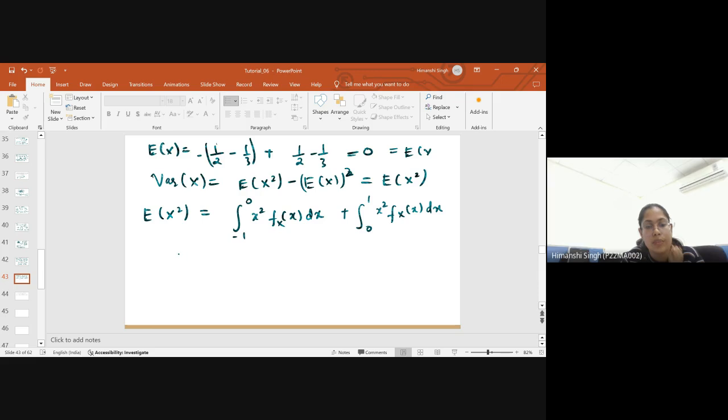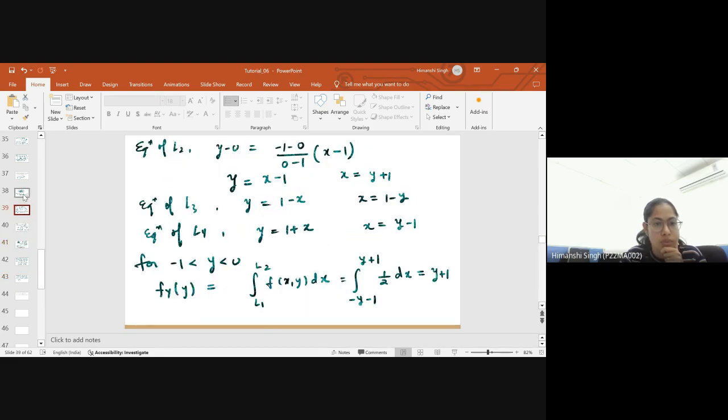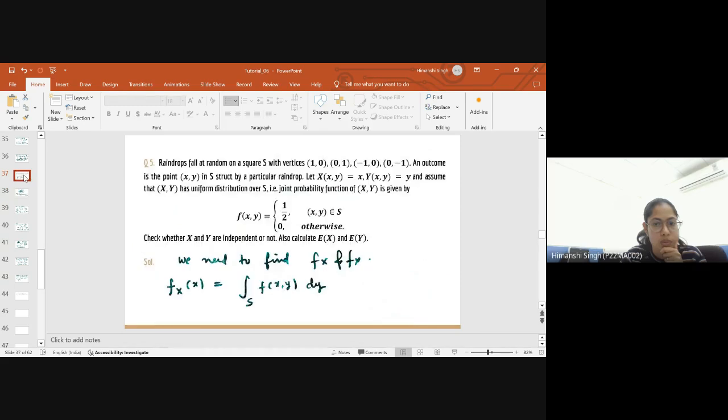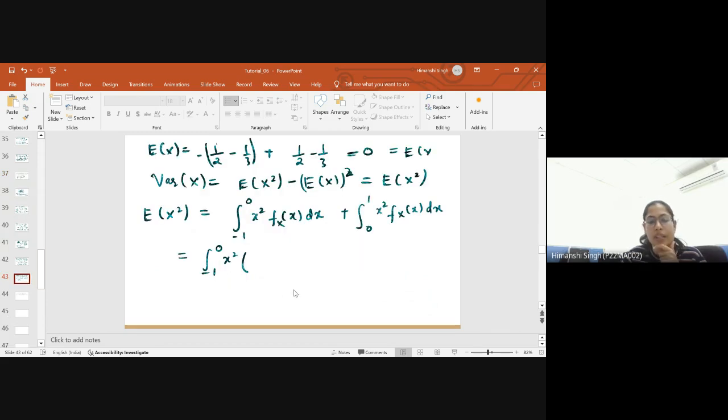So it will be, what? Integral from minus 1 to 0 of x square into... Okay, in the question we have asked for the expected value of x and y. Okay, we will calculate the variance of y also. So you just put the value of the marginal densities here for both the scenarios.